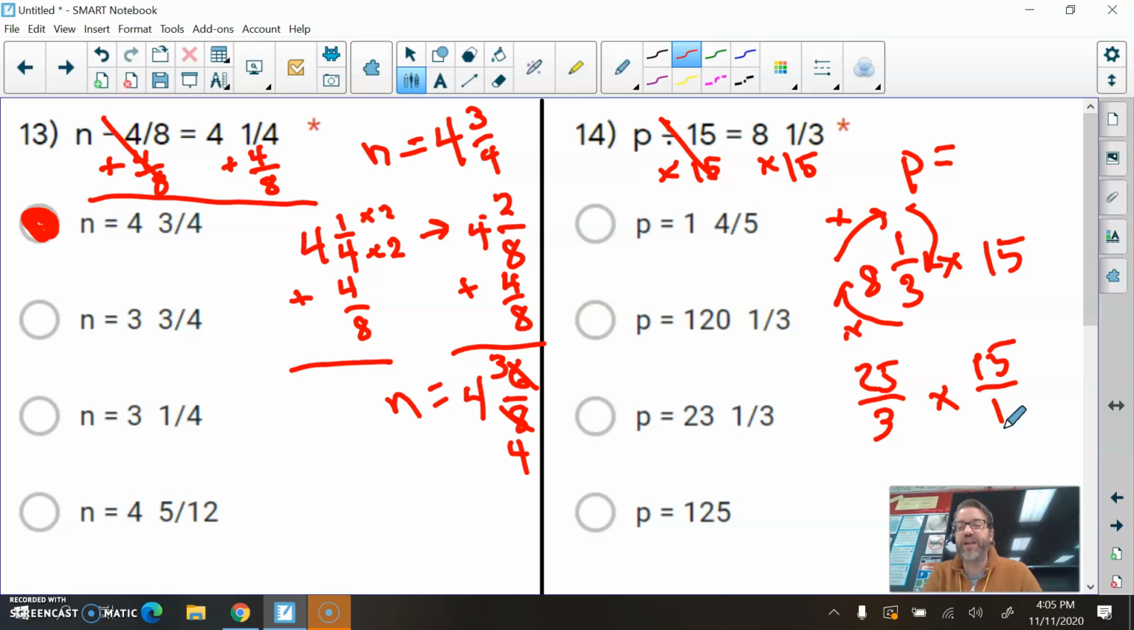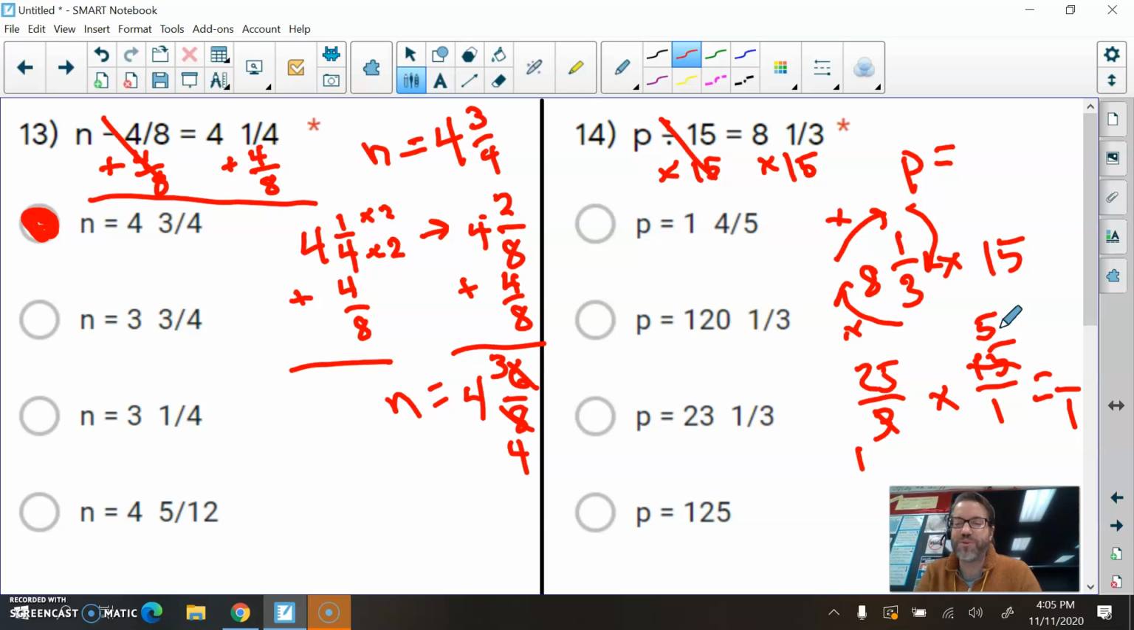Now, can I simplify anything? I'm sorry, that was kind of loud in the microphone. Yes, 3 divided by 3 is 1. 15 divided by 3 is 5. See, now I just have 1s in my denominator. 1 times 1 is 1. In my numerator, I have 25 times 5.